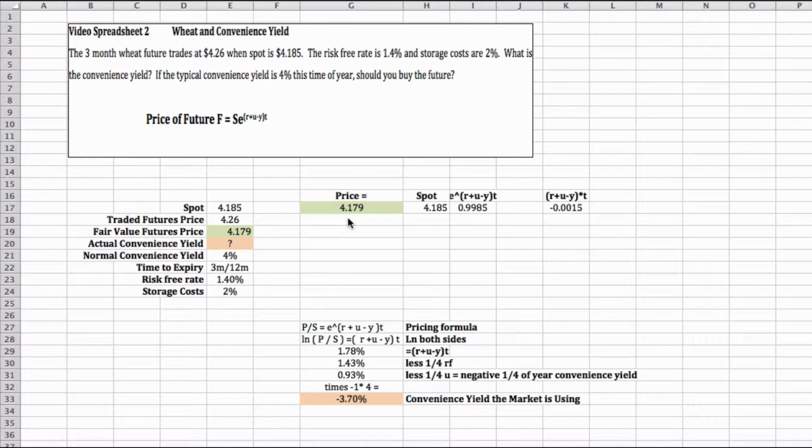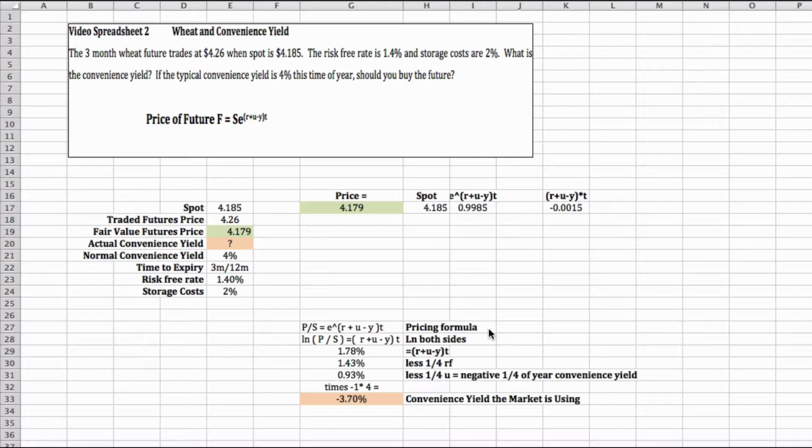And you see that the traded futures price is well above that. So the only thing that can differ here is the convenience yield that the market is using on that particular day. And if you wanted to trade this and suggest that the market's going to correct back to fair value pricing, well, we'd probably go short the traded futures price and reverse it later. However, if we're just wanting to know what the convenience yield is based on this traded price of 426, well, the pricing formula is the way to do that.